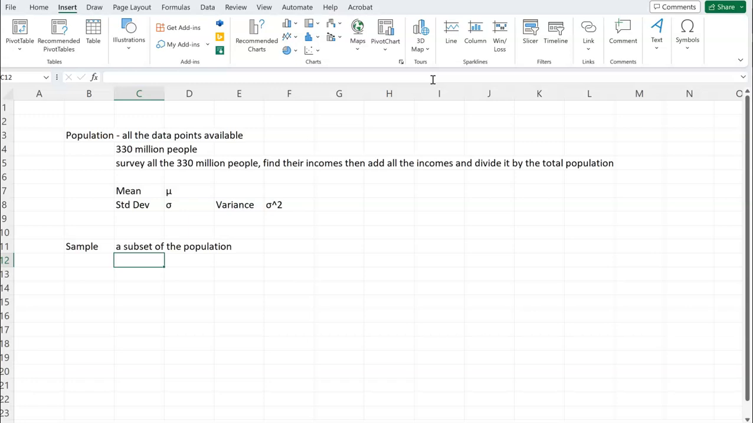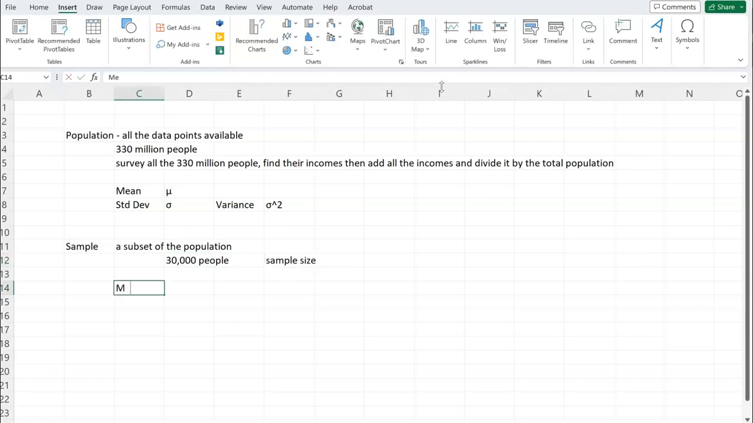But as we said, it's very difficult to survey every single person in the United States. Maybe some people are not willing to respond to a survey, or their survey gets lost in the mail, or it's just not possible to calculate all of that. So instead of surveying all 330 million people, we can survey 30,000 people. This 30,000 would be my sample size.